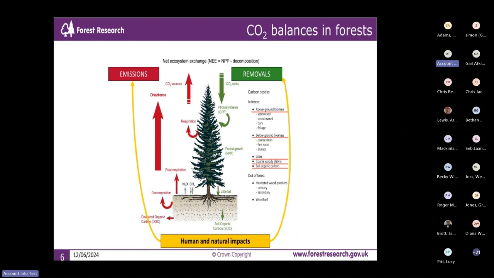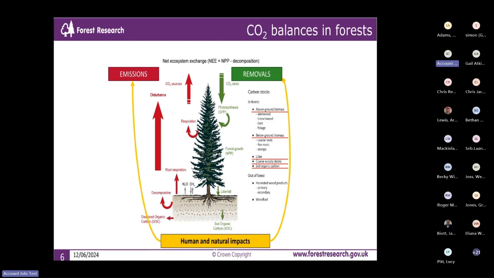So you've got a system which has all these carbon pools. You've got above ground biomass in your trees and below ground as well. You've got carbon in your litter. You've got carbon in the soil, and you've got emissions from the soil and from the trees when you cut them down, and you've got removals from the atmosphere as the trees grow and carbon is sequestered in the soil.